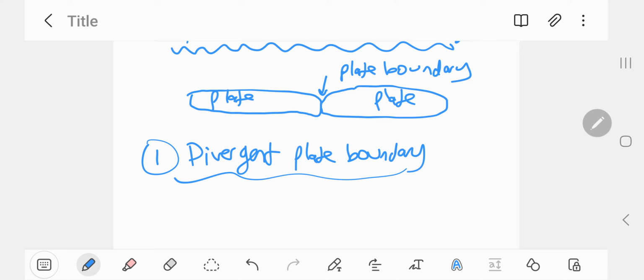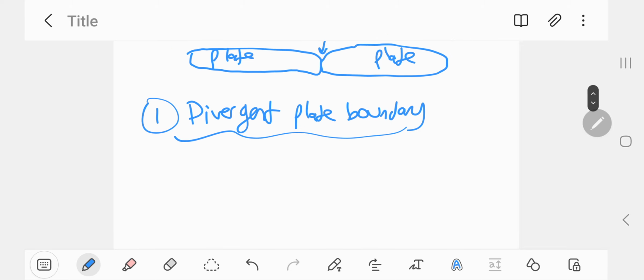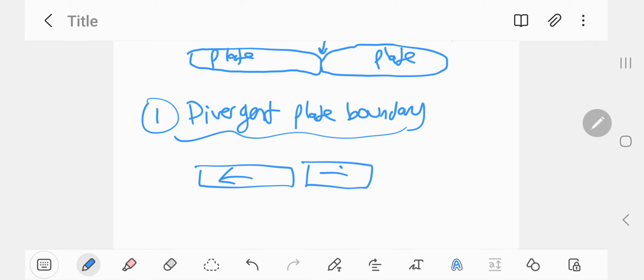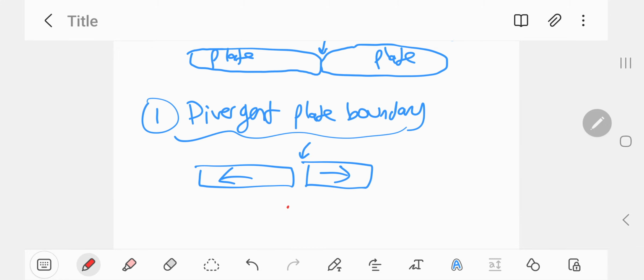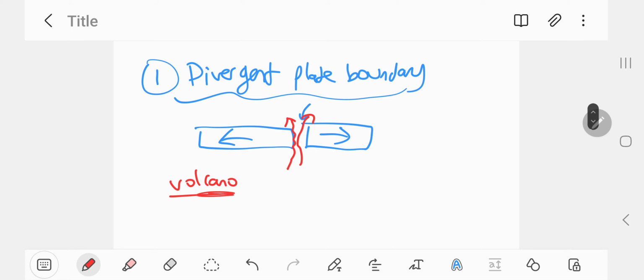So to diverge means to move apart, right? So it's very simple. When two plates move apart, that's called a divergent plate boundary. And if they move apart, this means that magma from the mantle can rise, and you get things like volcanoes forming. This rising hot magma solidifies to form new lithosphere. So you can get things like volcanoes, which look like this.